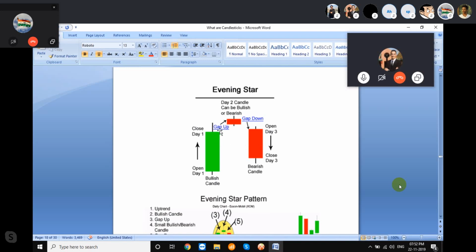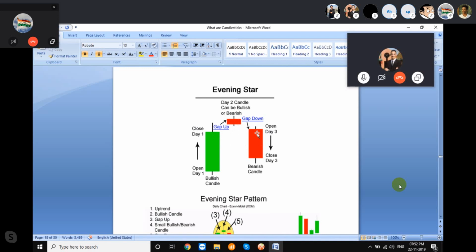Now, I have mentioned gap up and gap down. If there is a gap up or gap down between the first and second, and second and third candles, it is fine. If there is no gap up or gap down, it's all okay. We can consider it as the evening star. There is no issue with that.